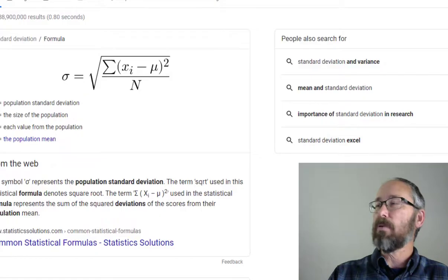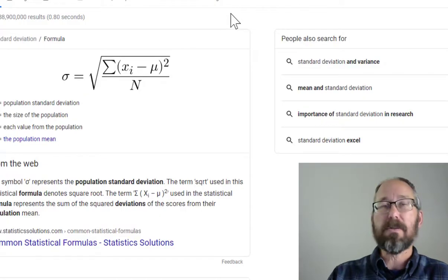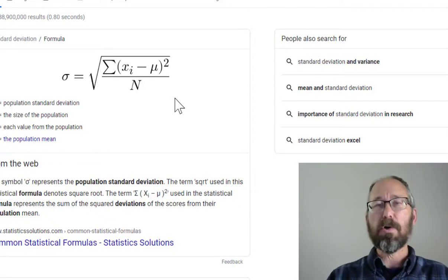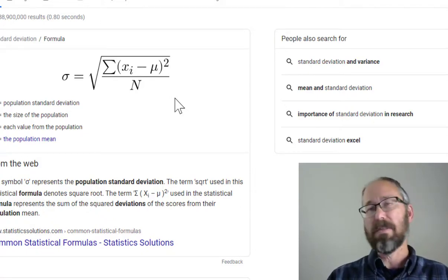Now if I go over to the page where I searched for the population standard deviation formula, in part I'm searching for these to show you that you can find them, but also it's faster for me than typing all of this in Excel's equation editor. You can certainly enter these equations in Excel, in all of the Office suite, using the equation editor. It just takes a little bit of time.